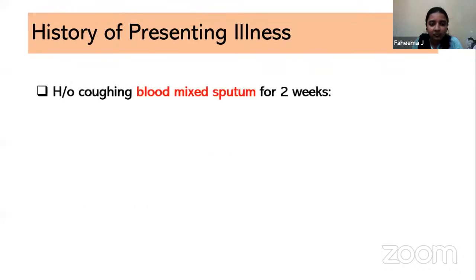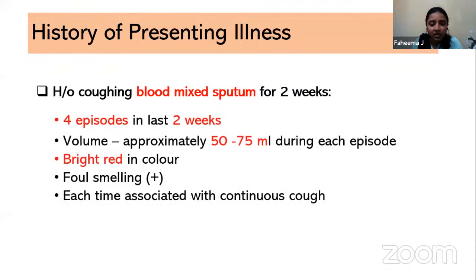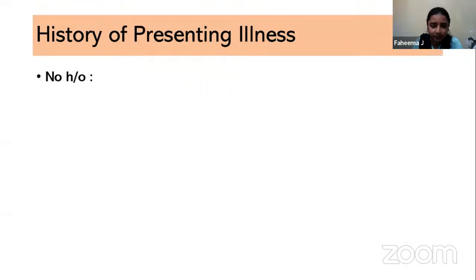He had also history of coughing of blood mixed sputum for 2 weeks, 4 episodes in the last 2 weeks. The volume was approximately 50 to 75 ml during each episode, bright red in color, foul smelling, and each time it was associated with continuous cough.